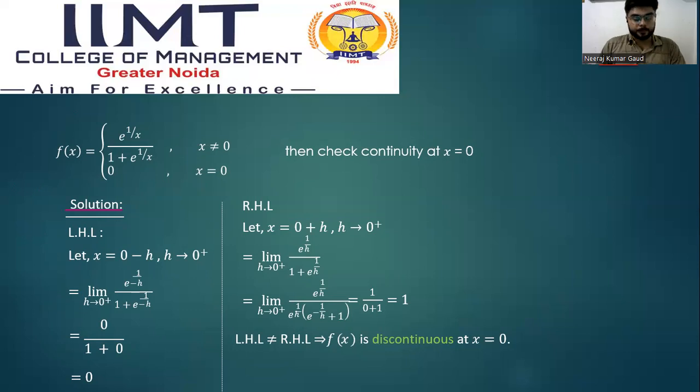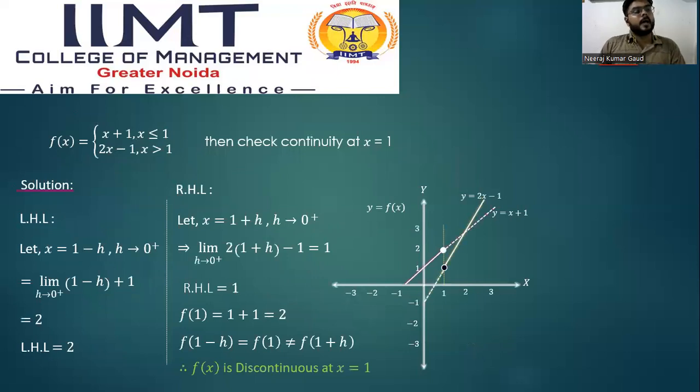1, which is 0. Right hand limit, let x is equal to 0 plus h, where h tends to 0 positive, equal to the limit h tends to 0 positive, e to the power 1 upon h upon 1 plus e to the power 1 upon h, equal to limit h tends to 0 positive, e to the power 1 upon h upon, we take from the denominator e to the power 1 by h common out, we are left with 1 upon e to the power 1 upon h, which changes to e to the power minus 1 upon h plus 1. And it comes out 1 upon 0 plus 1. We are left with 1 by 1, which is 1. So here the left hand limit is 0 and right hand limit is 1. Therefore, function is discontinuous at x equal to 0.